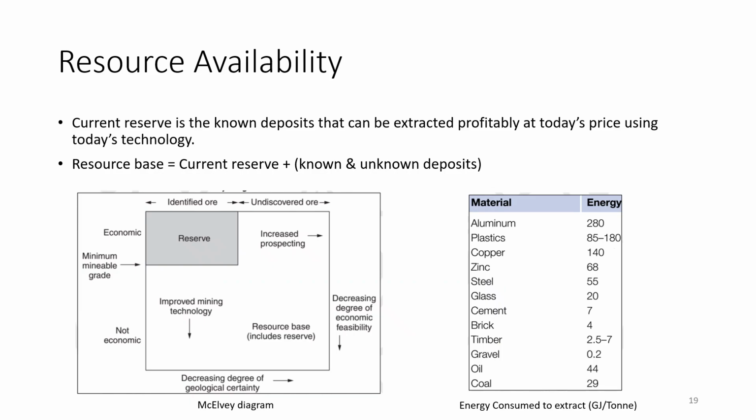Resource availability. Current reserve is the deposits that can be extracted profitably at today's price using today's technology. And resource base is current reserve plus known and unknown deposits. So your reserves are the ones which already have identified ores which are economic to extract.